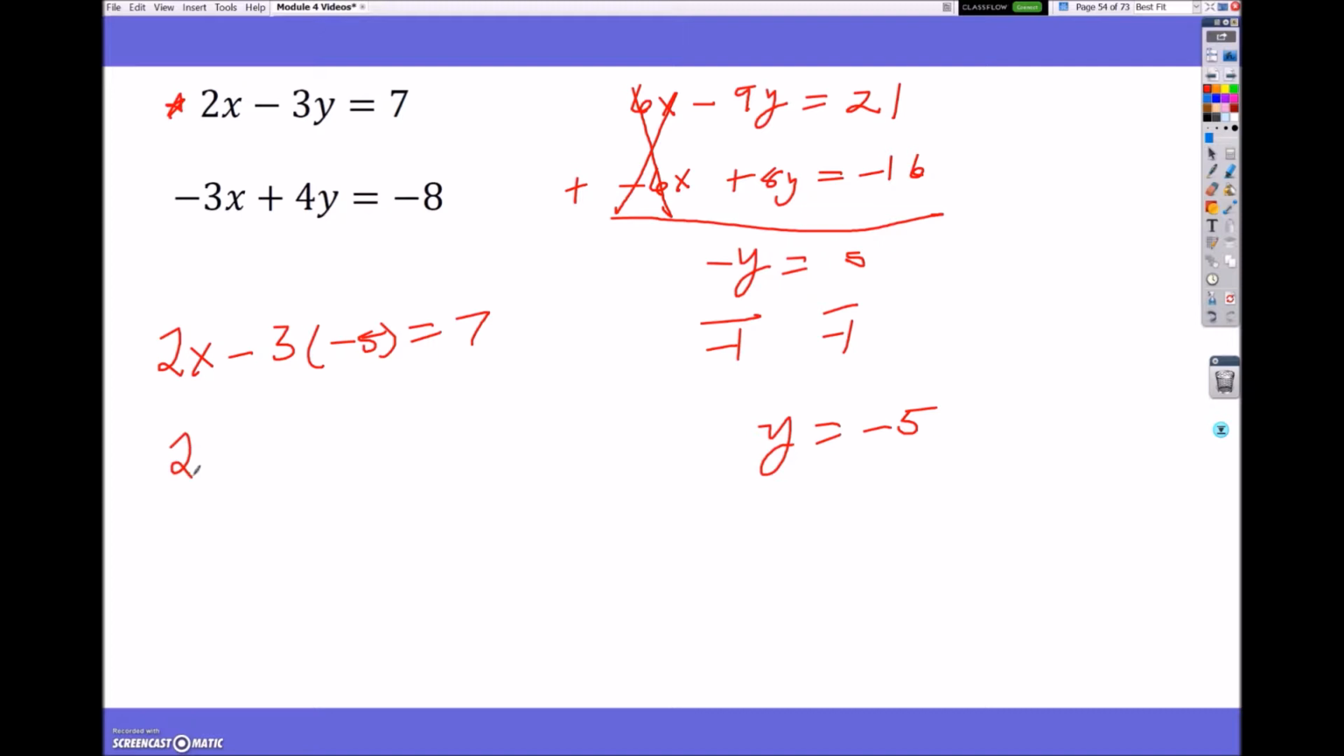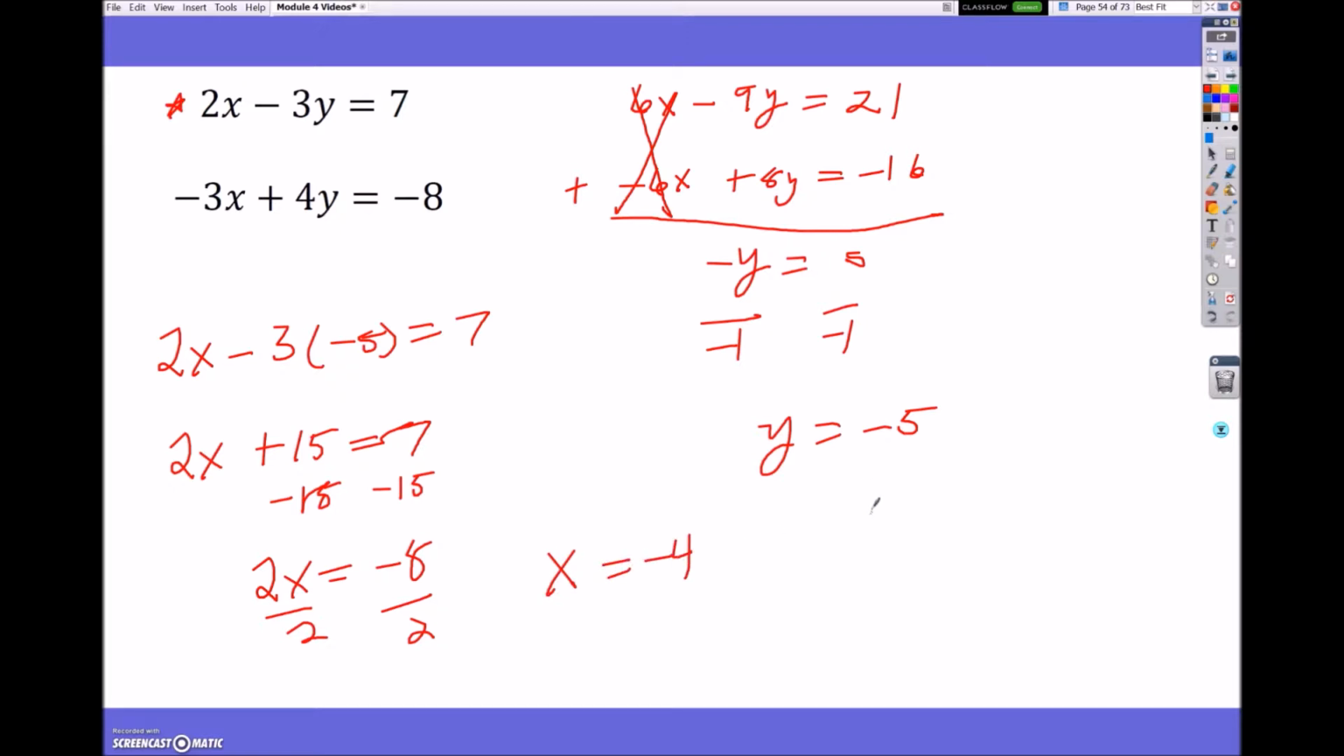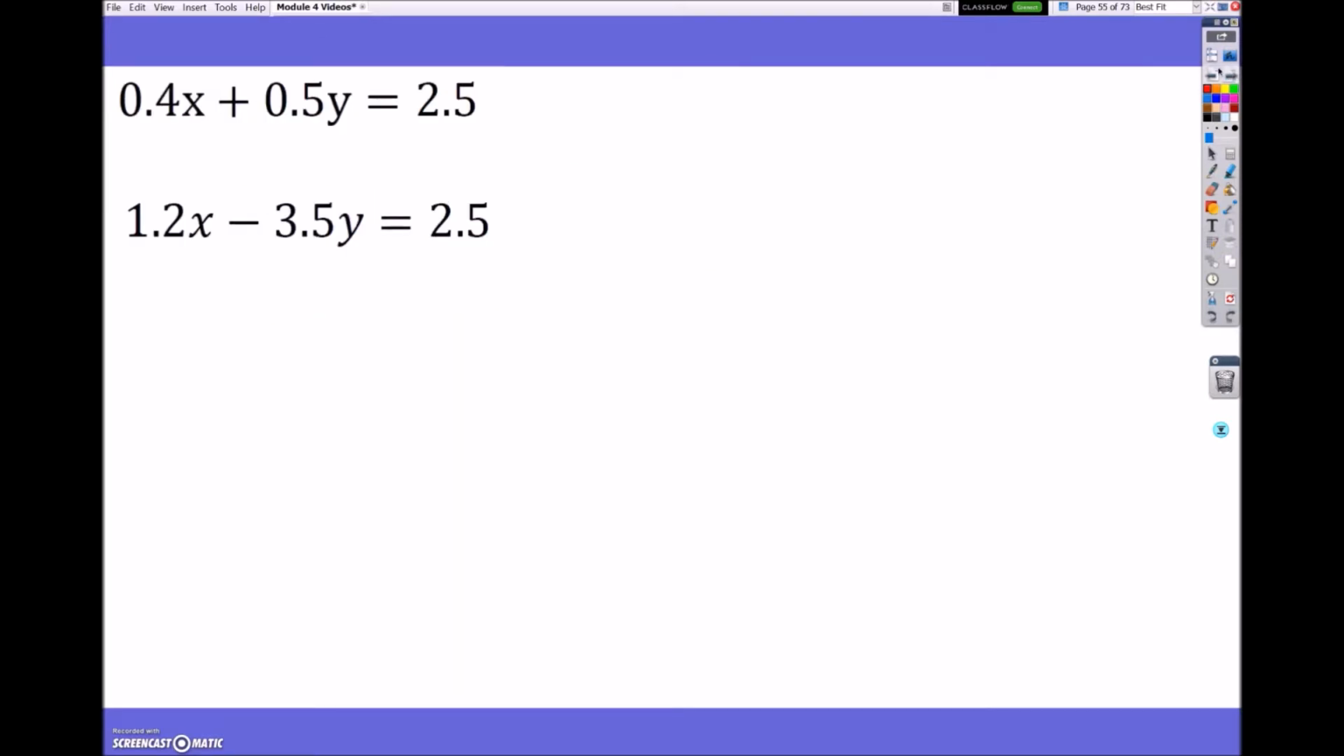This will then give me 2x plus 15 is equal to 7, and then I'm going to subtract 15 on both sides, and that'll give me 2x is equal to negative 8. Once I divide both sides by 2, I'm going to get x is equal to negative 4. Now remember, this is an ordered pair, so I need to write the answer as negative 4, comma, negative 5. And this is the point where the two lines intersect.